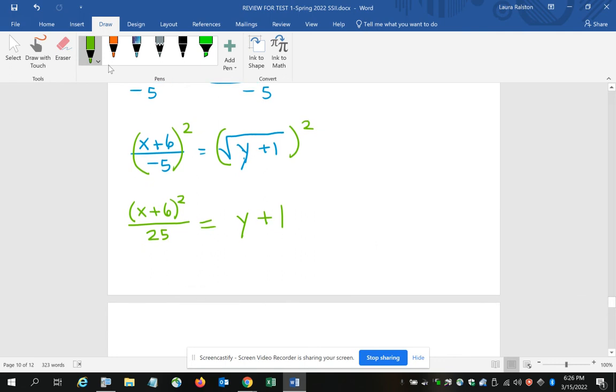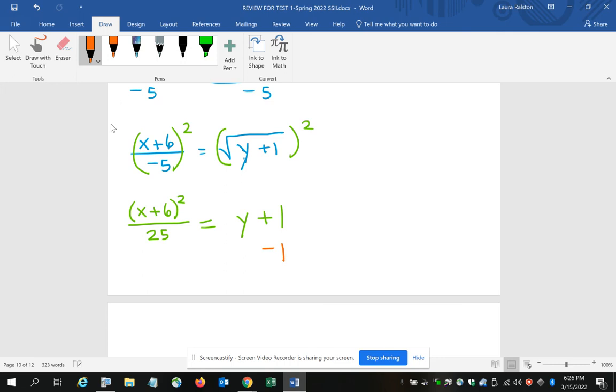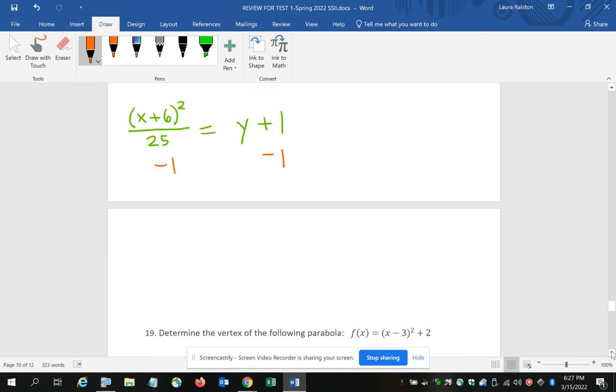And then finally, I need to subtract 1 from either side to isolate the y. So I would have (x plus 6) squared over 25, minus 1. And that would equal y, which is f inverse.